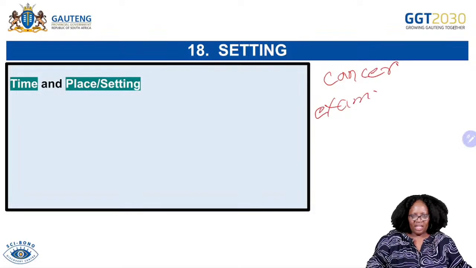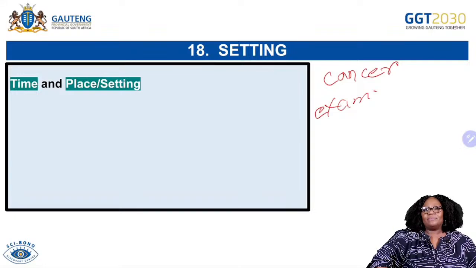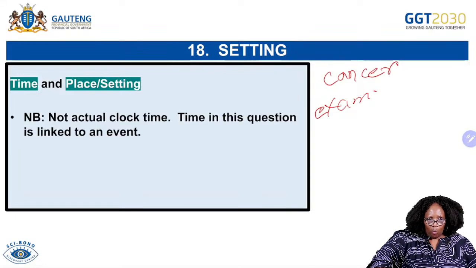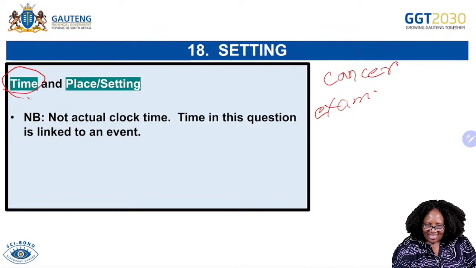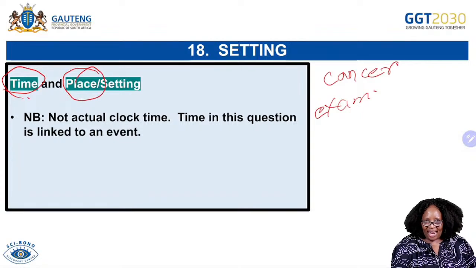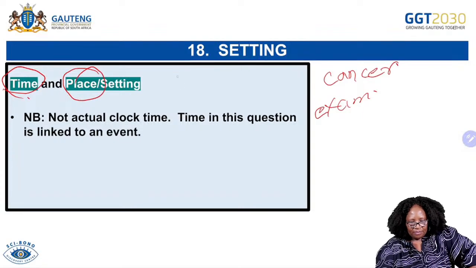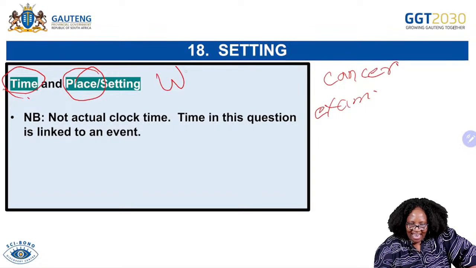One question that you will be asked in an exam is setting. When you are asked about setting, what do you need to think of? You need to think of time. You need to think of place. Time and place. Time, when. Place, where.